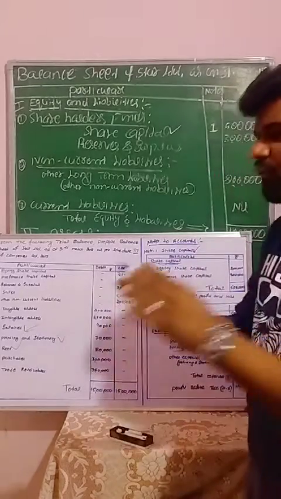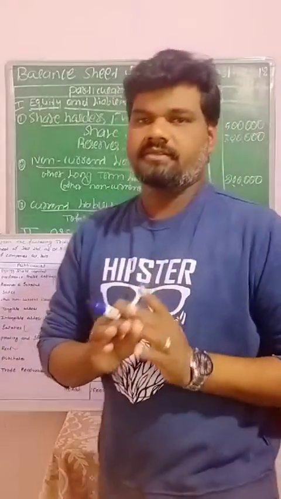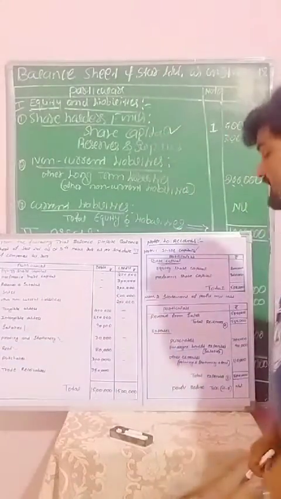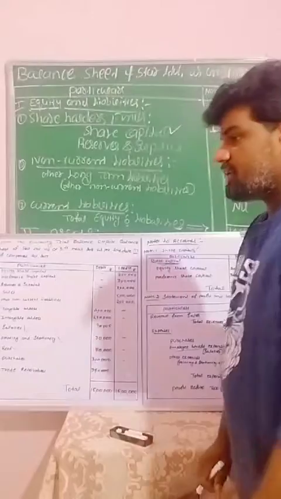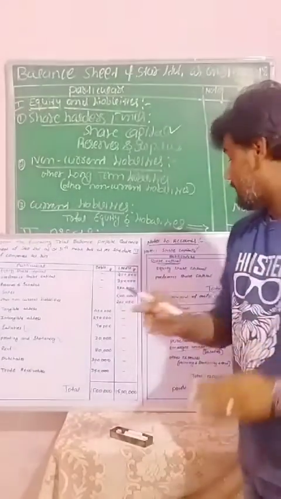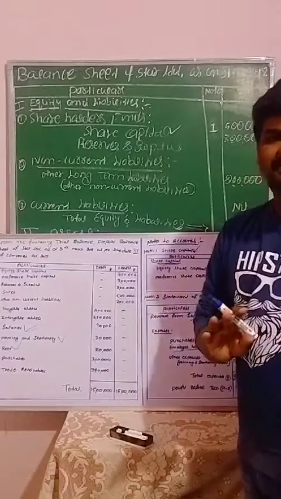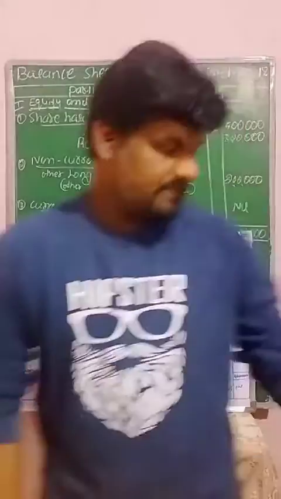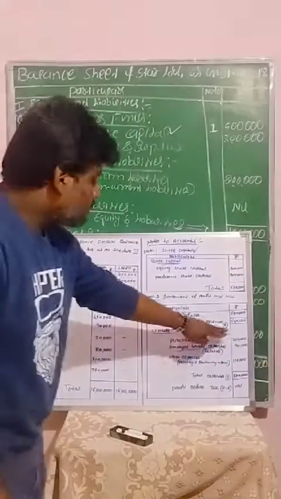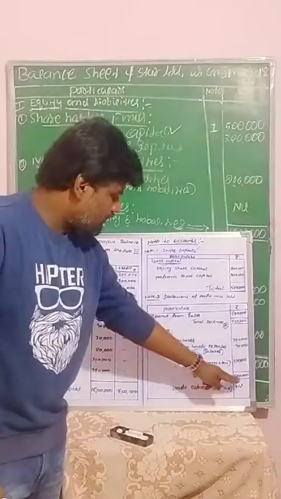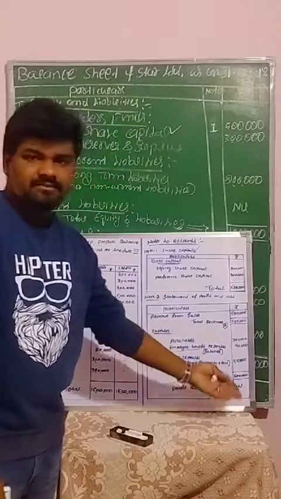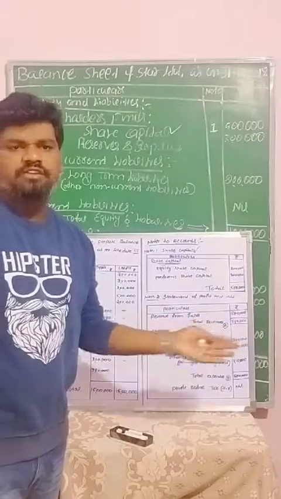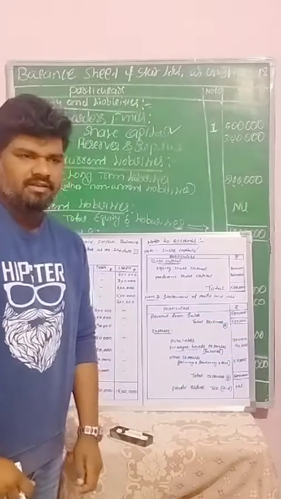A is total revenues or total incomes, B is total expenses. So now we need to find the profit before tax, right? For ascertaining profit before tax, we use total incomes minus total expenses, that is A minus B. A value is total 5 lakhs rupees, B value is total 5 lakhs. 5 lakhs minus 5 lakhs, nil balance. There is no profit or loss in the business organization.